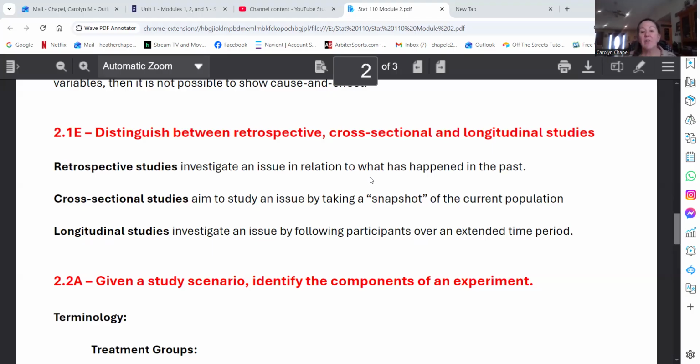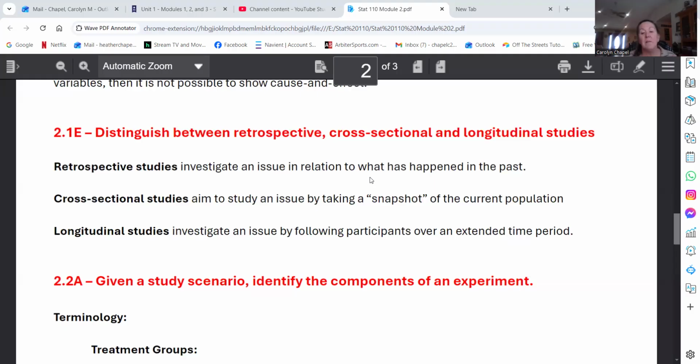A cross-sectional study is like taking a picture of what's happening right now. Just looking at here we are today, and looking at a whole bunch of people and what's happening right now in that current population.